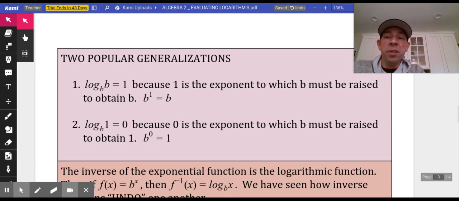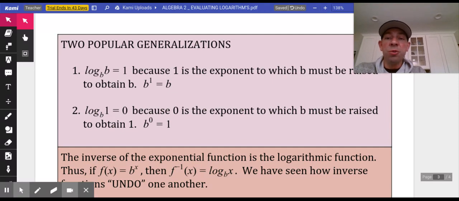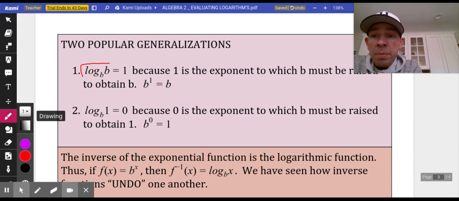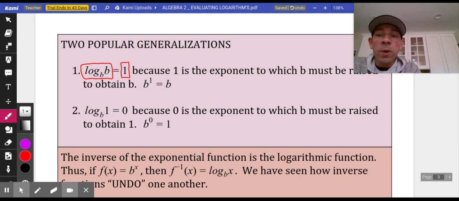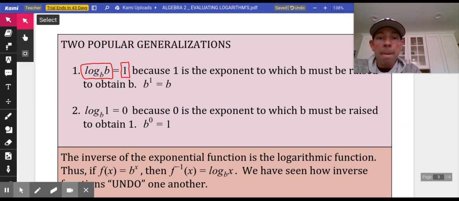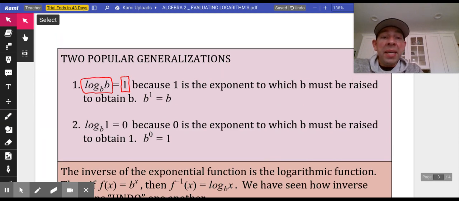So here are 2 really popular generalizations that are true no matter what the value of b is. If I have this expression, log base b of b, the answer's always going to be 1, no matter what. You could say, I want my b to be a 2 or a 5 or a 7 or an 83. The answer's always going to be 1, because 1 is the exponent to which b must be raised to obtain b. In other words, b raised to the first will always be b.